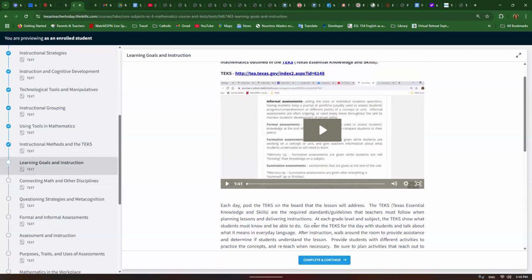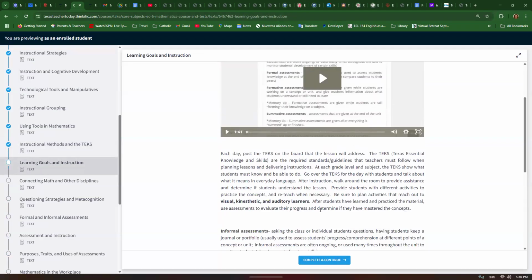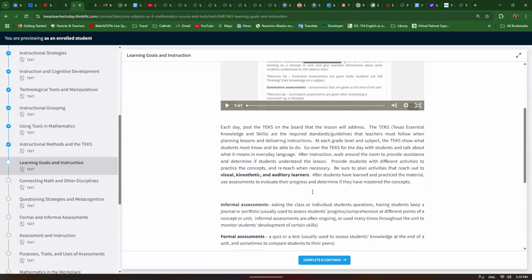Learning goals and instruction. So we know we have to follow the TEKS. It's very helpful to post the TEKS on the board and go over what our goals are for the day. Plan activities that meet the needs of all types of learners, like we talked about. Vary our types of assessments.